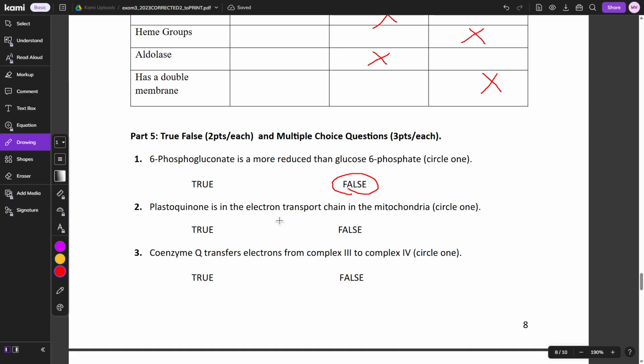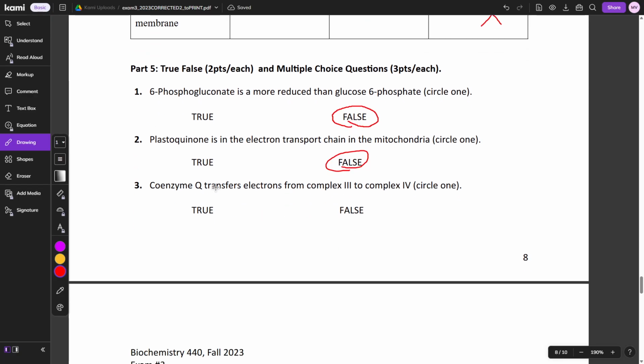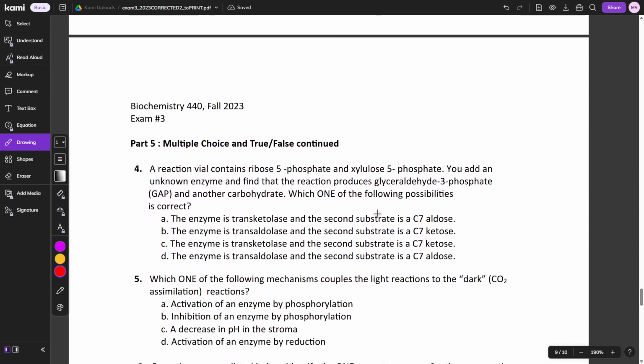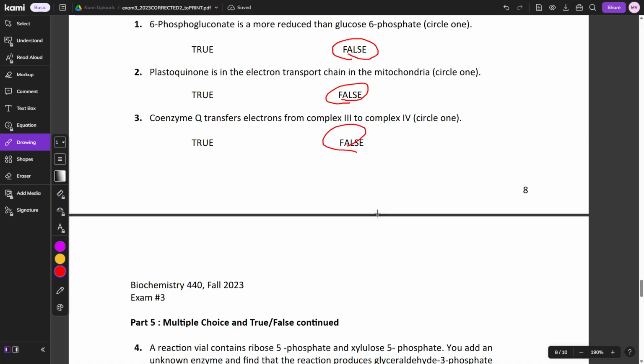Plastoquinone is an electron transport chain component in the mitochondria. Is that true or false? Where is plastoquinone? It's in the chloroplast, right? What's the one in the mitochondria? It's ubiquinone, yeah. They're relatives, but they're not the same thing. Coenzyme Q transfers things from complex 3 to 4. What does that? Cytochrome c. False! You and I circled the wrong thing after saying the right answer. Okay, but those make sense, right? Good there? Okay.